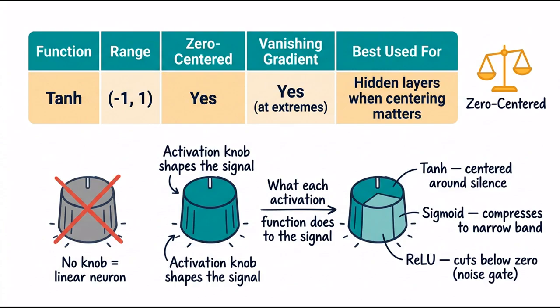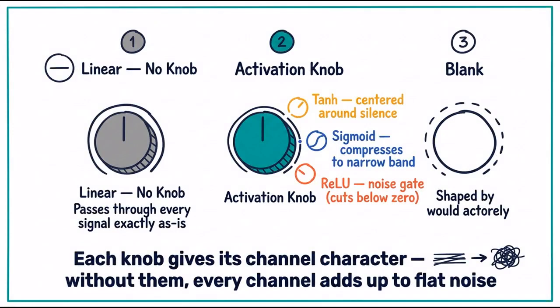Think of an activation function as a volume knob on a mixing board. A purely linear neuron has no volume knob at all. Every signal passes through exactly as is. The activation function adds a knob that can shape the signal.